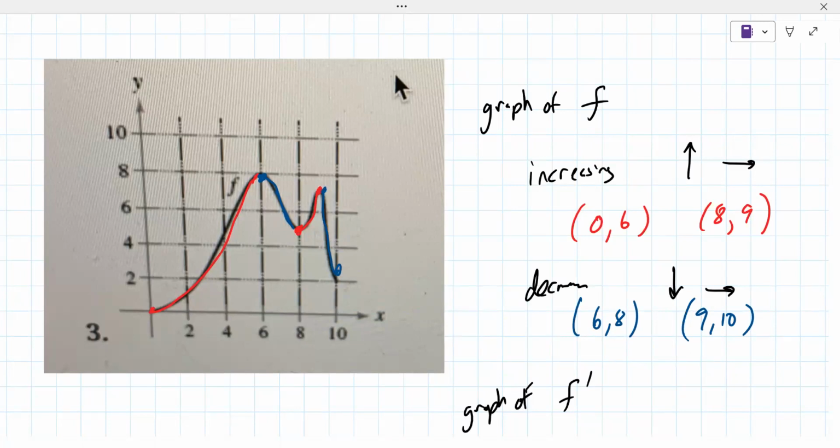So that's A and B. A is increasing, B is decreasing. Oh, perfect. But that only applies when you're given the graph of the original function, because typically you get problems where you get the graph of the derivative.